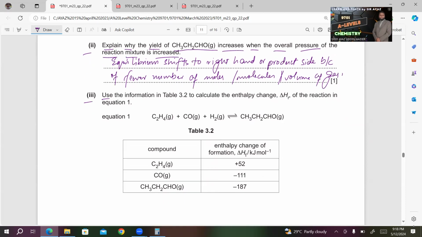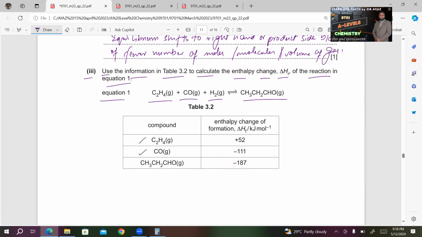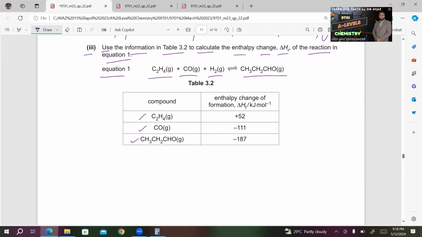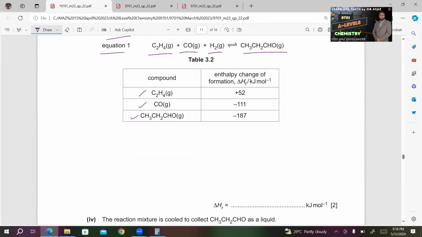Number 3, use the information in table 3.2 to calculate the enthalpy change delta HR of the reaction in equation 1. Equation 1, C2H4(g) plus CO(g) plus H2(g) gives CH3CH2CHO(g). Enthalpy change of formation, C2H4 is provided, CO is provided, CH3CH2CHO is also provided. We know that delta H is equal to delta H of the product side minus delta H of the reactant side.